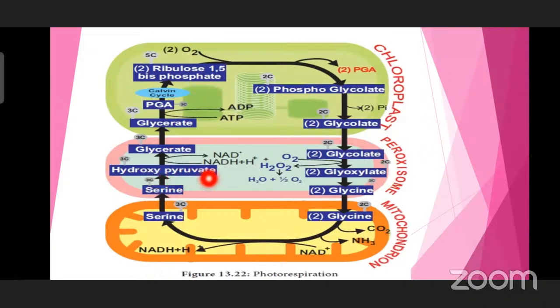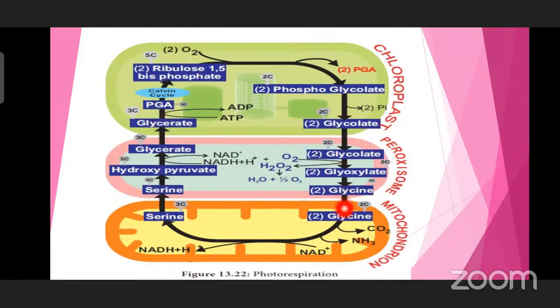This hydroxypyruvate, by the reducing power of this NADH2, becomes glycerate. This glycerate further moves back to the chloroplast, and this glycerate on phosphorylation by addition of ATP becomes phosphoglyceric acid. So these 3 carbon compounds, serine, hydroxypyruvate, glycerate, phosphoglyceric acid, this 3 carbon compound is formed back again here.